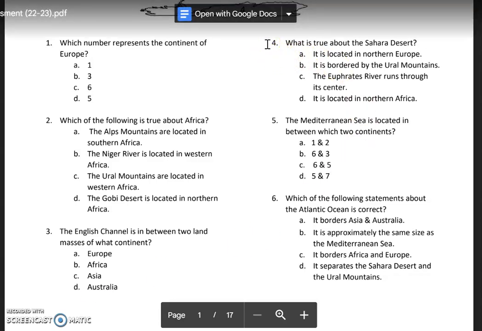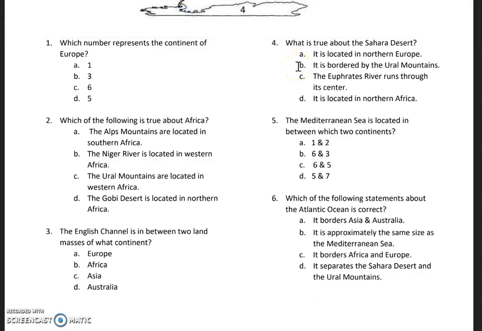Number 4. What is true about the Sahara Desert? A. It is located in northern Europe. B. It is bordered by the Ural Mountains. C. The Euphrates River runs through its center. D. It is located in northern Africa.